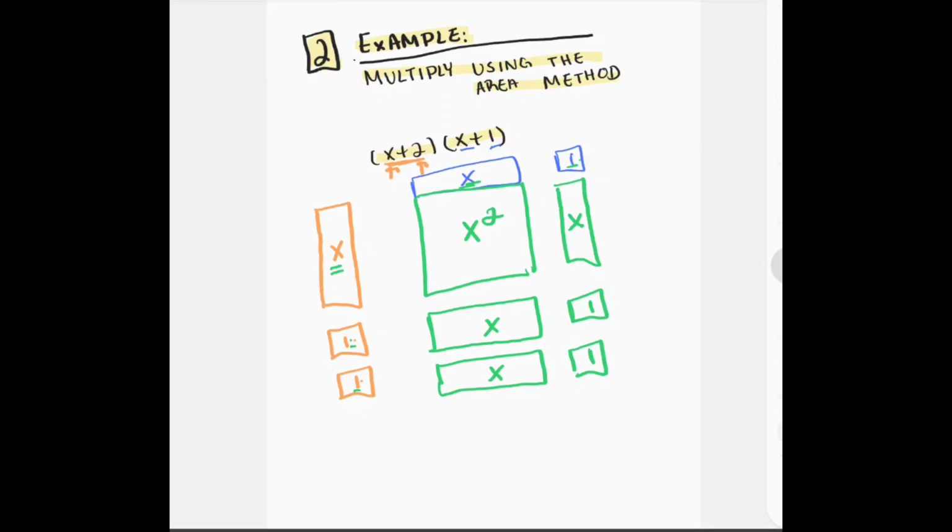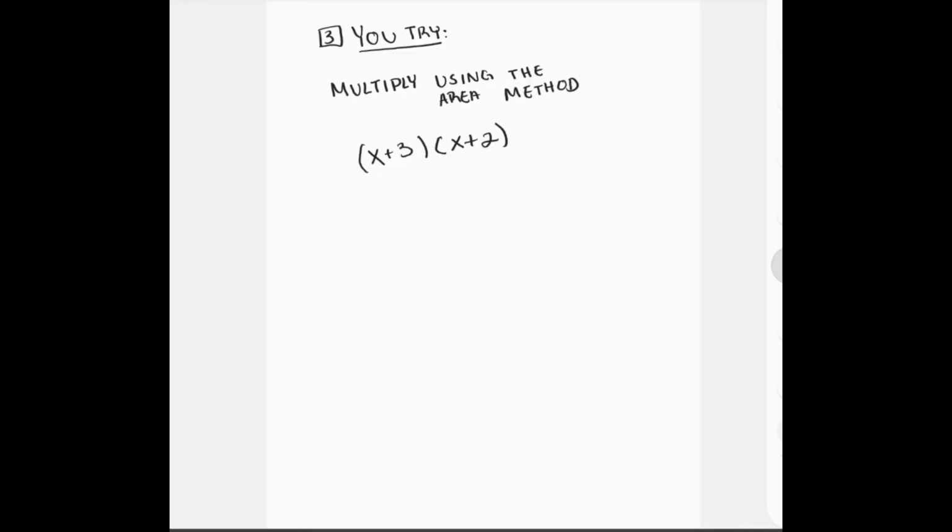Finally, the last step that we have to do is that we have to see how many x squared, x, and 1s we have. So we have 1 x squared plus 1, 2, 3, which is 3x, plus 1 plus 1, which is 2. And this is the answer that we get of multiplying binomials by reading area tiles. Now we go to the next one.